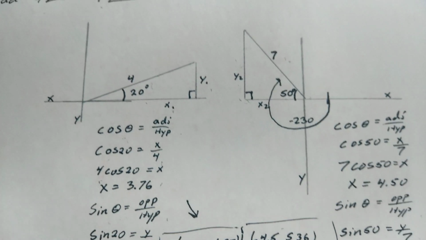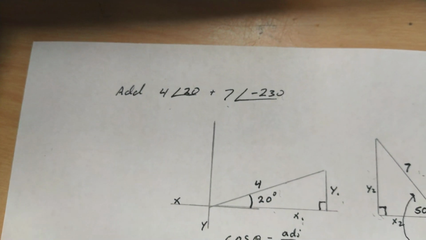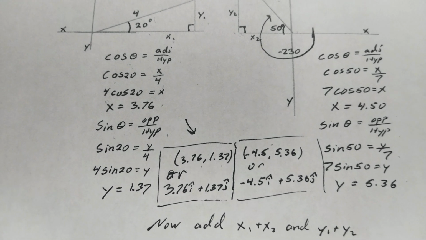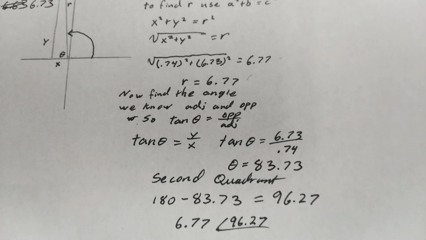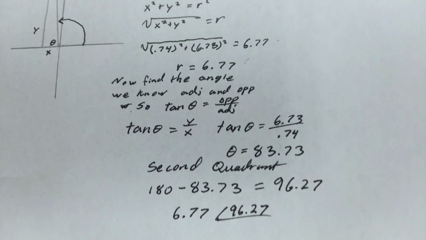So once again, I have found the resultant of these two vectors right here in vector format, which I cannot add directly, converted them into rectangular format, added them, and then converted them back into my other format, which is polar. And that was the answer.